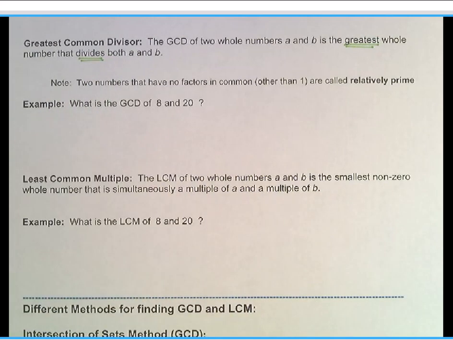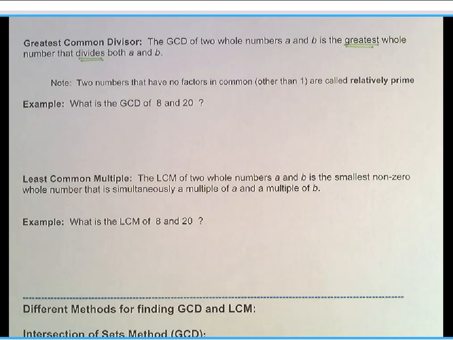Two numbers that have no factors in common other than 1 are called relatively prime. So like 2 and 5. 2 and 5 don't have any common factors other than 1. So those would be considered relatively prime. 4 and 13 would be considered relatively prime. 4 and 13 don't have any factors in common other than 1.